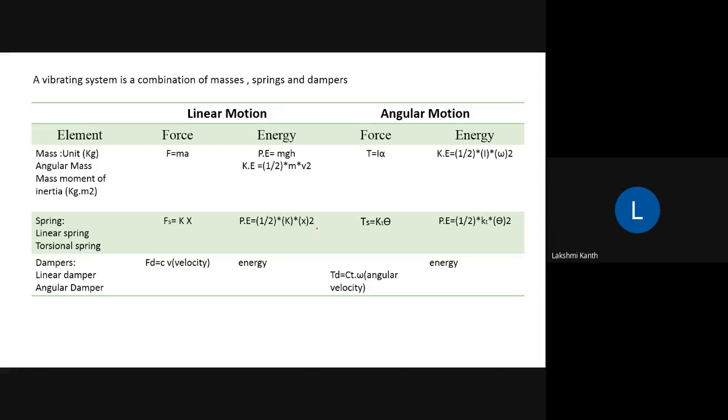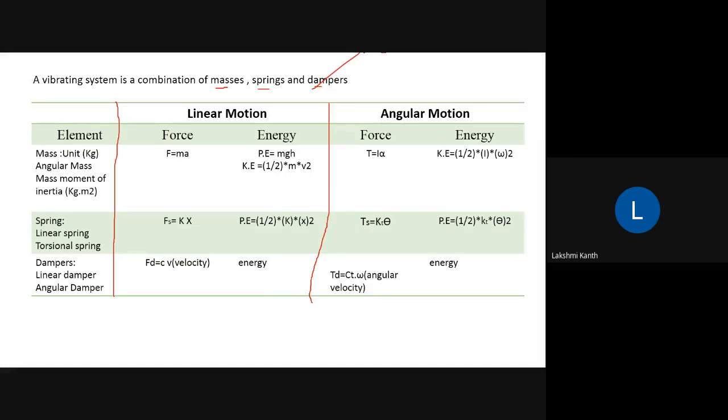Any vibrating system consists of these three. These formulas are very, very important, and I will tell you each and every one of them and how to use them effectively for solving our problems. A vibrating system must consist of masses, springs and dampers. But in our syllabus there are no dampers, so we restrict our discussion to masses and springs.